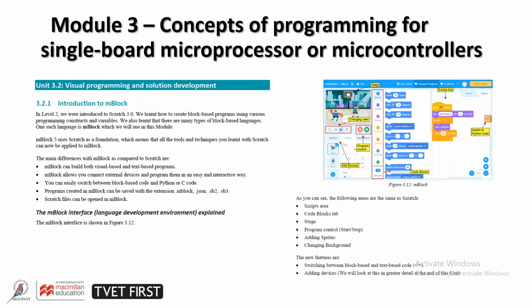So in level 3, we also make use of visual programming. In this case, we make use of mBlock. So mBlock allows you to work with Arduino. It's also quite a powerful package, even though it is block-based.